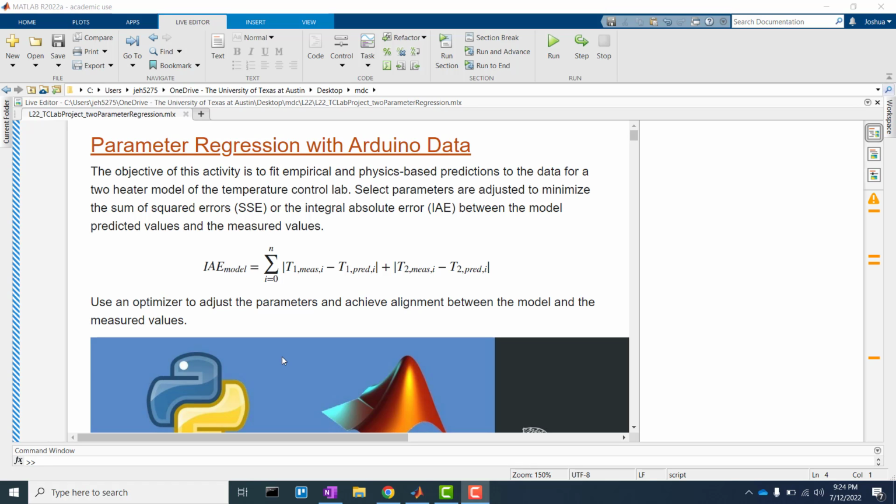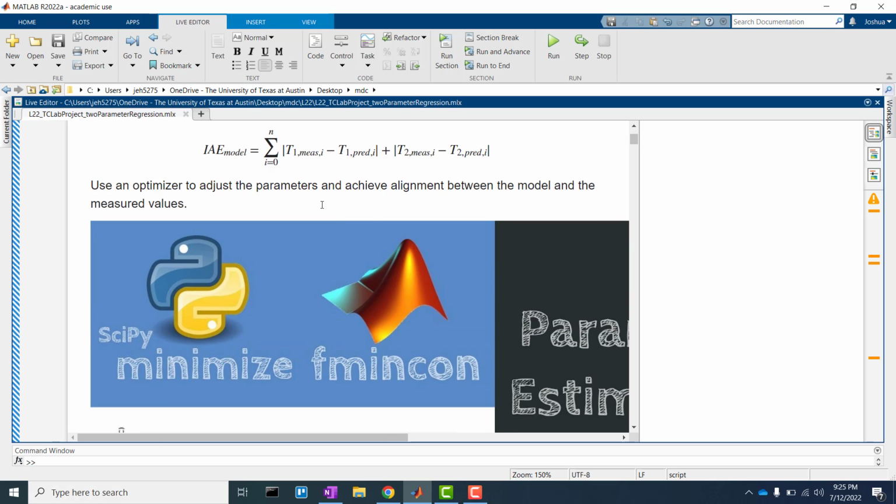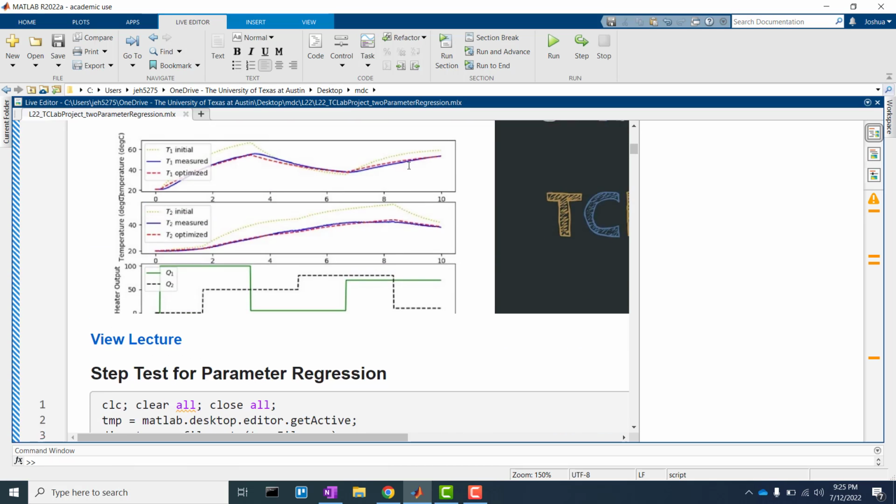Alright, in this activity we're going to do parameter regression, this time with two heaters. Here's an idea: we could do this with some squared error for our regression. Another objective function we could use is the integral of absolute error. Here we're just taking the absolute value at each measurement point between the predicted value and the measured value for both heater 1 and heater 2.